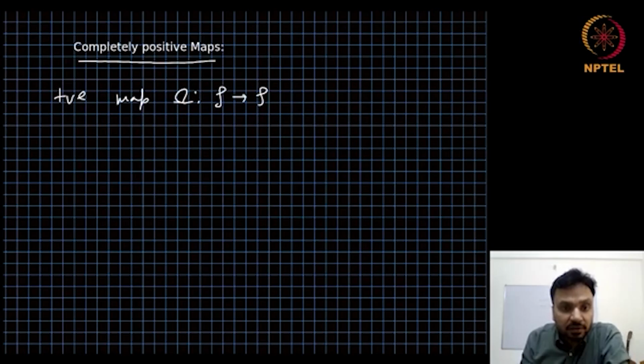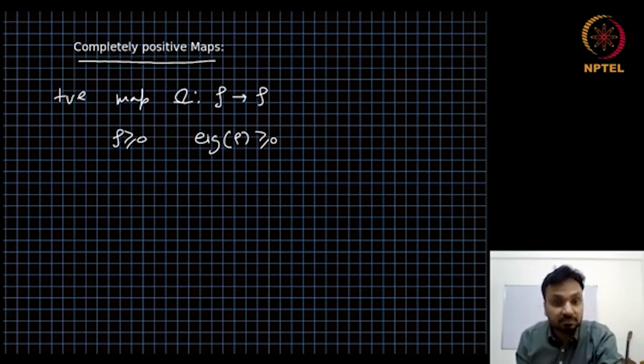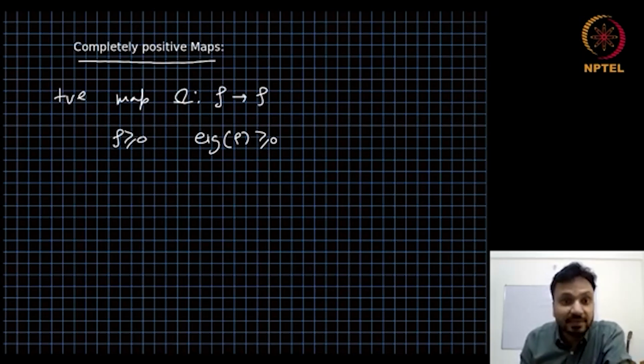So rho is a positive operator. It means its eigenvalues are positive, semi-definite. When we say positive, we can mean positive definite or positive semi-definite. It's a very small difference for us, but in mathematics it can be a big difference, but we are not worried about that for the moment.